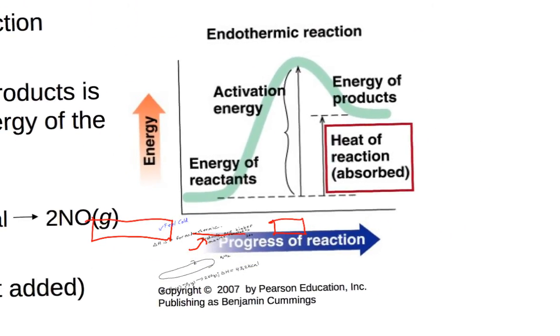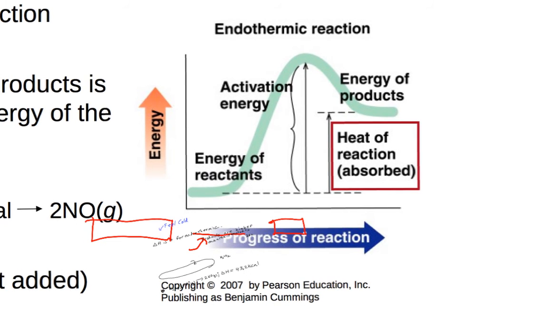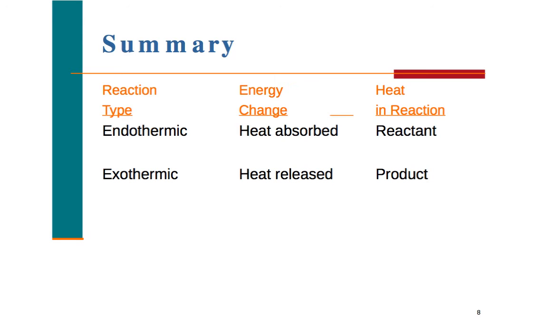If we look at it from an endothermic perspective real quickly, notice our activation energy is still the difference in height between the energy of the reactants and the top of the hump. The energy of the products is still the difference in height between the product line and the reactant line. Good? Because I know people like summary slides, so I threw it in here.